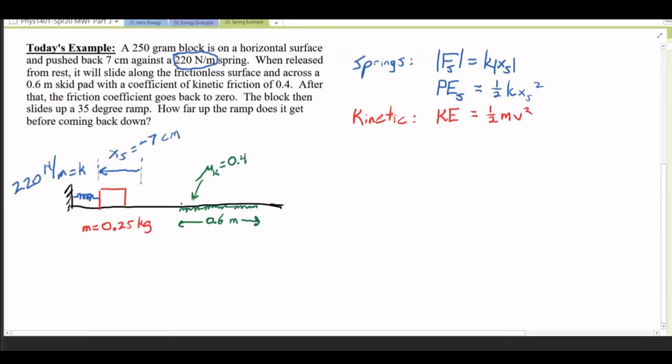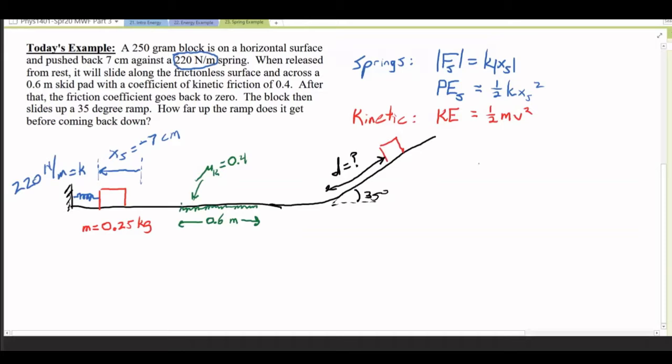So after this, we're going to get to a ramp here where the angle of the ramp is 35 degrees. And eventually, the block's going to get to a maximum height, run out of steam, and the question is, how far up the ramp does it go before it comes back down? So we're going to have this diagonal distance, d is question mark.